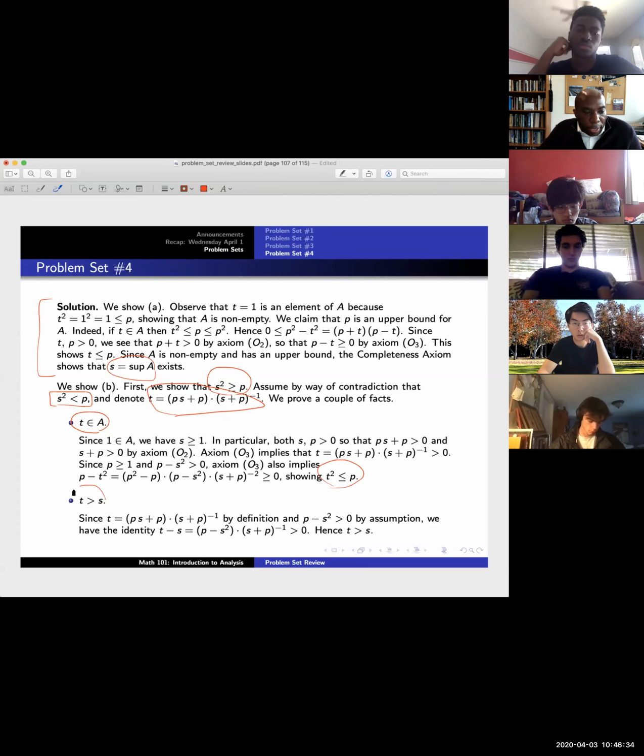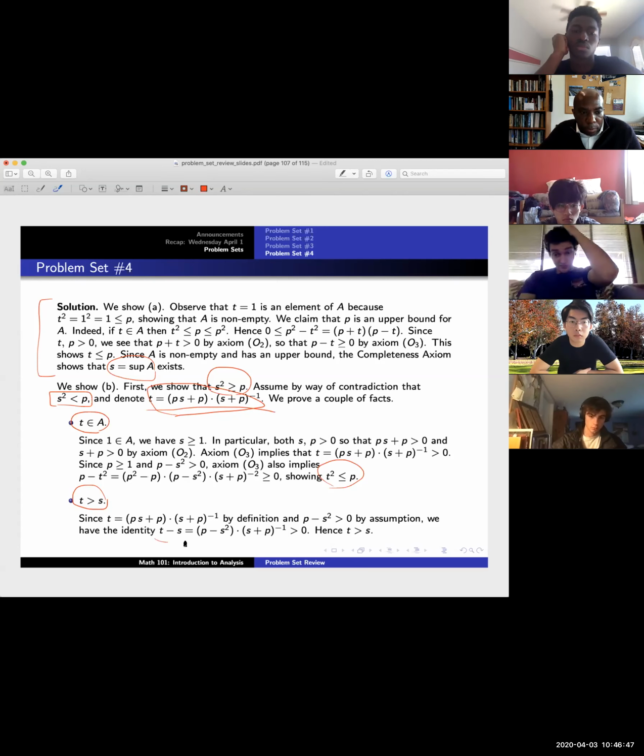Second of all, I claim that T is greater than S. Well, it's greater than S because the whole reason of introducing this was so that we can have a monotone increasing sequence. So if I have a monotone increasing sequence, then of course T has to be greater than S.